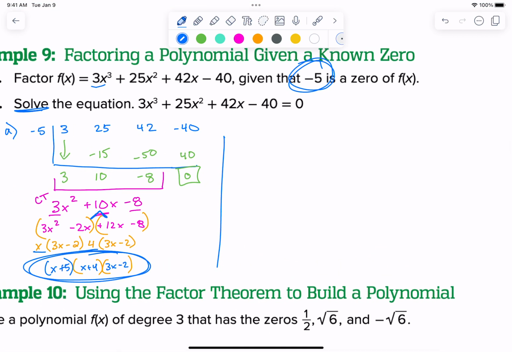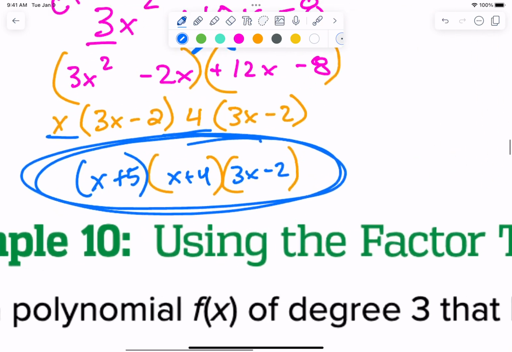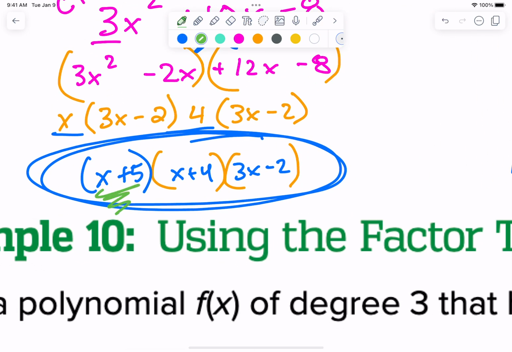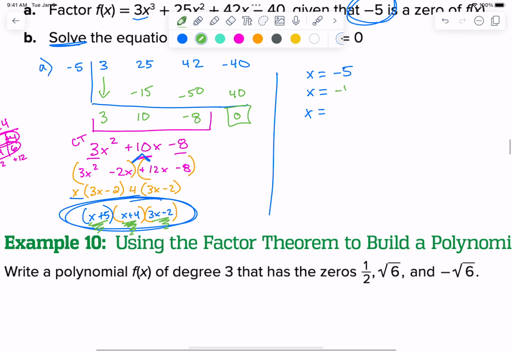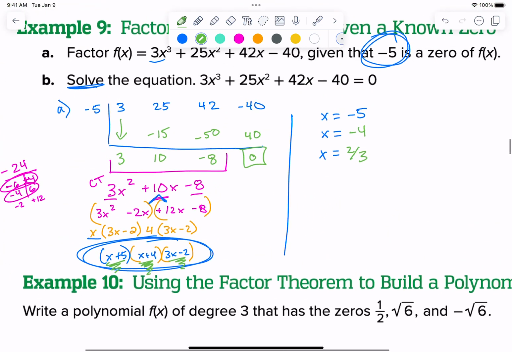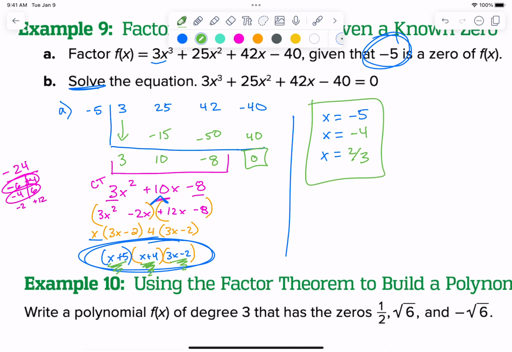So this guy is the same equation. We know that x equals -5, and then I have 2 more solutions, right? If x plus 5 is equal to 0, x equals -5. That's where I get my first 0 from, and they gave it to me. The other one is -4, and this guy is positive 2/3 should be, right? So there are my 3 zeros.